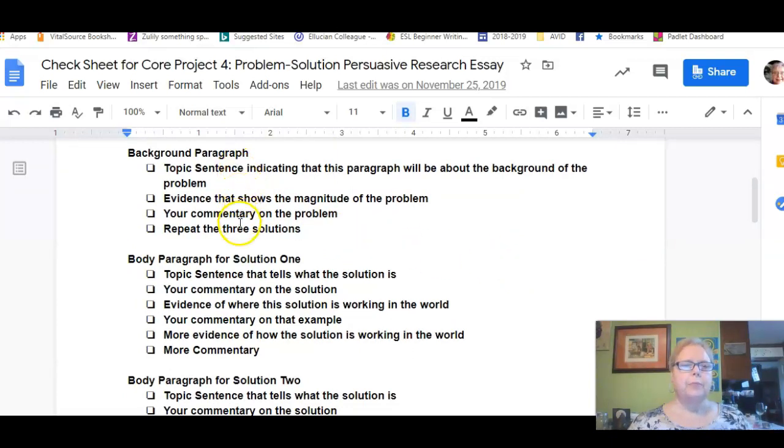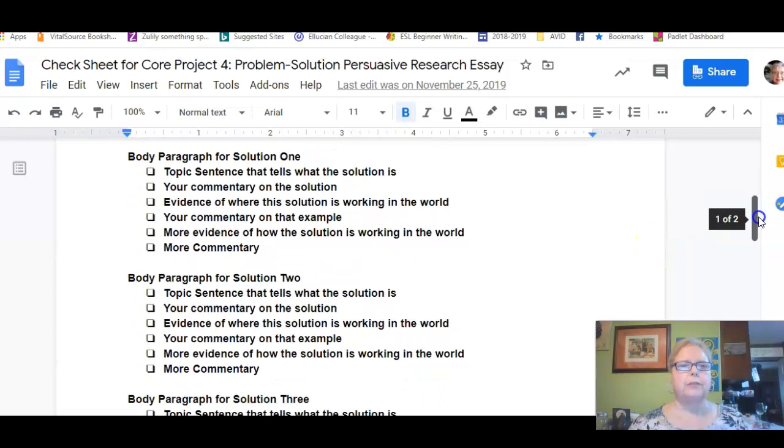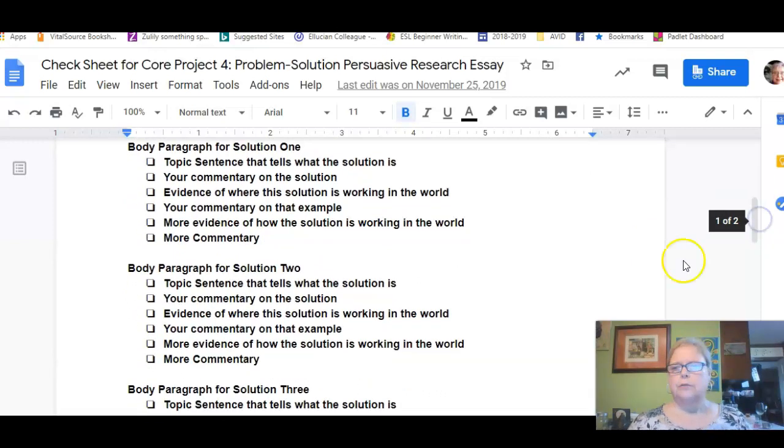And then in the background paragraph, you would have a topic sentence indicating that this paragraph will be about the background of the problem, evidence that shows the magnitude of the problem, your commentary on the problem, and then you want to end that paragraph with repeating your three solutions, just to remind the reader what the next three body paragraphs are going to be about.